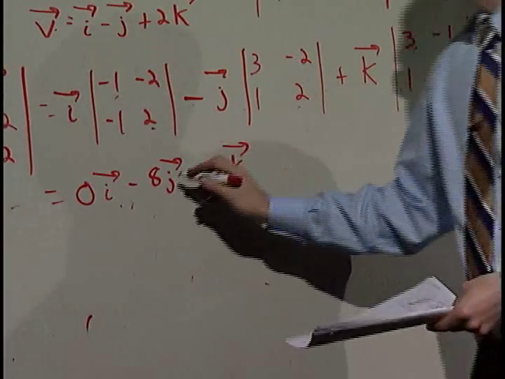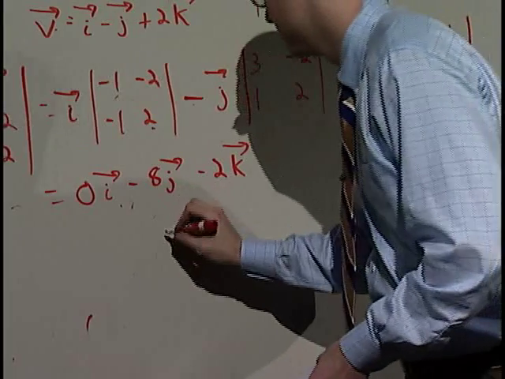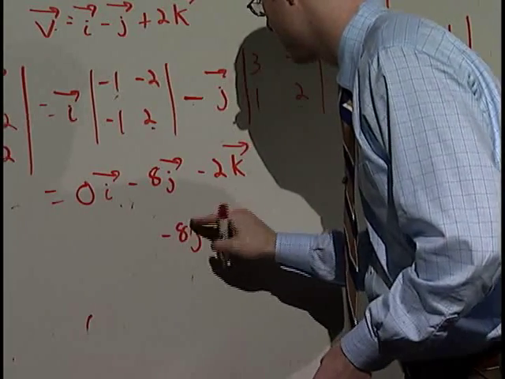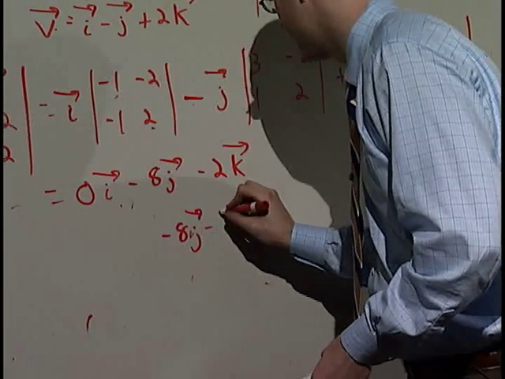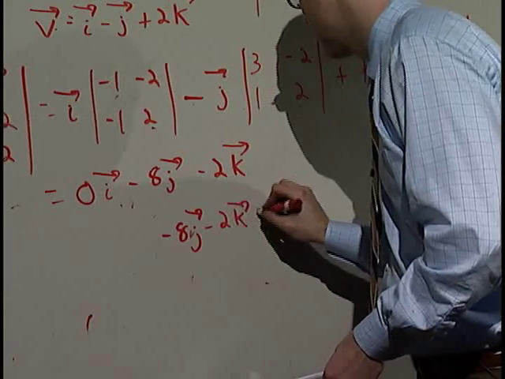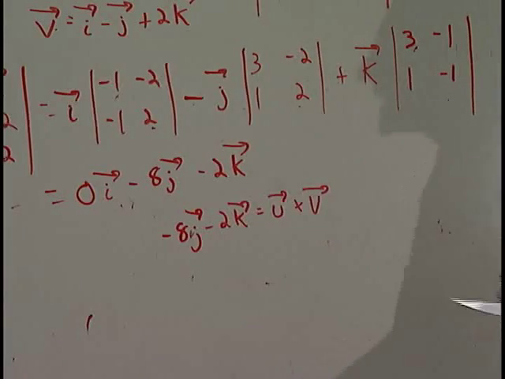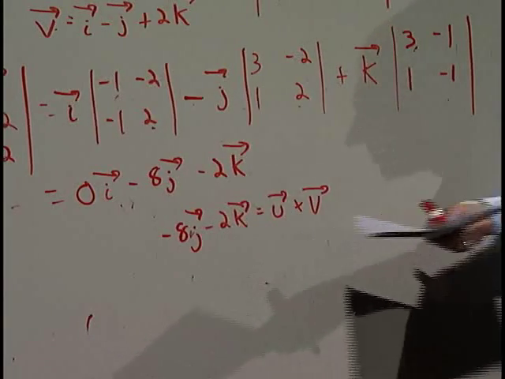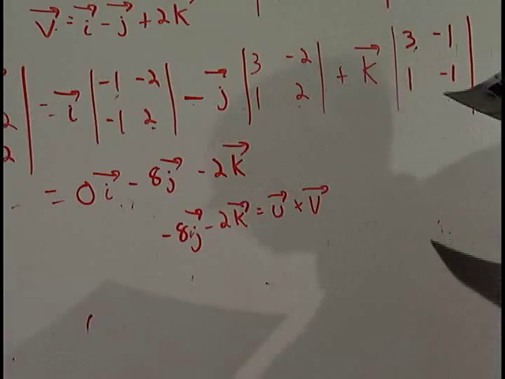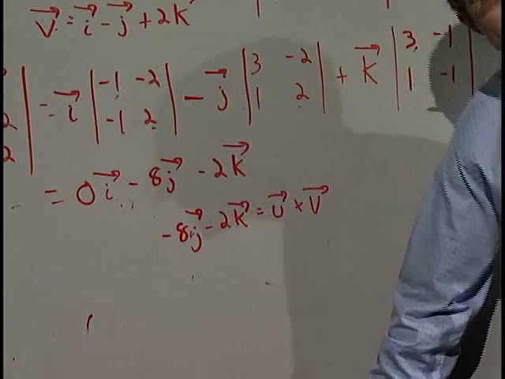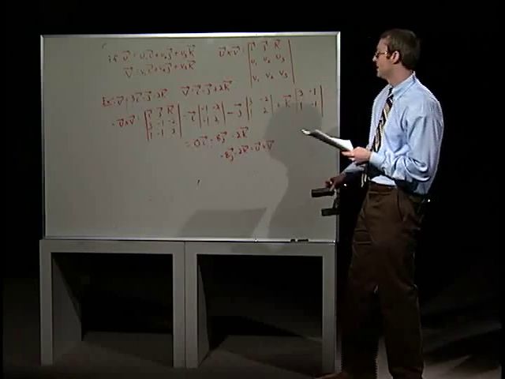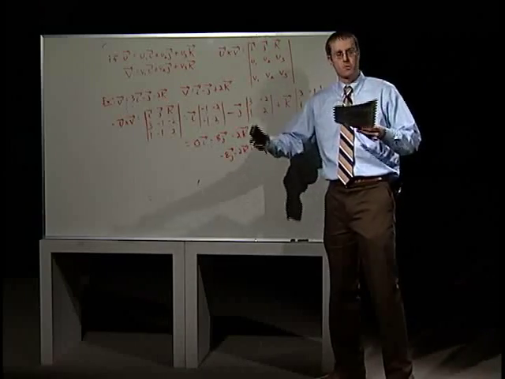And so there's your cross product. Your cross product is -8j minus 2k equals u cross v. And you can see right away it is certainly a vector here. Next question we can address. So that's how to do cross products, and again, if you do enough of these, they get very natural.